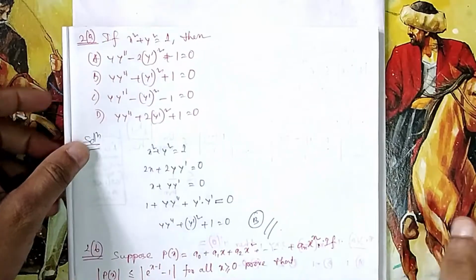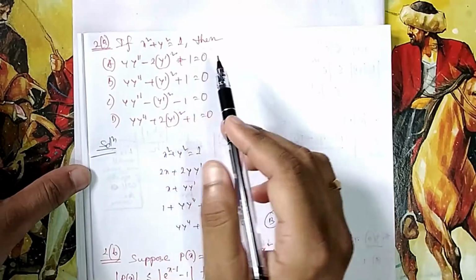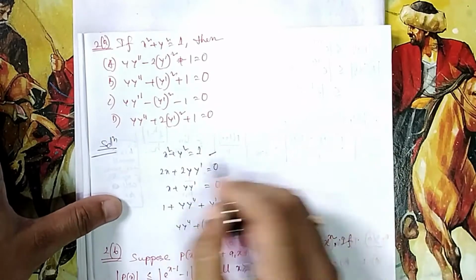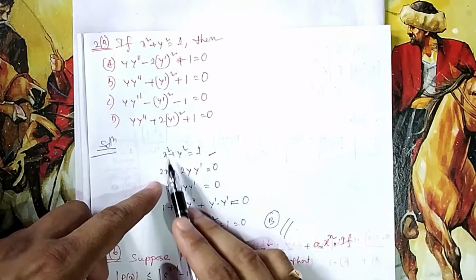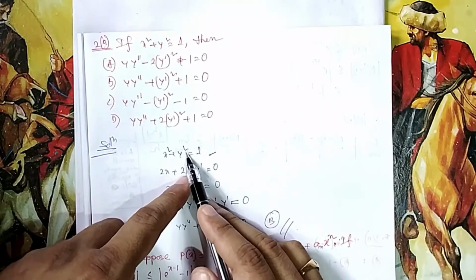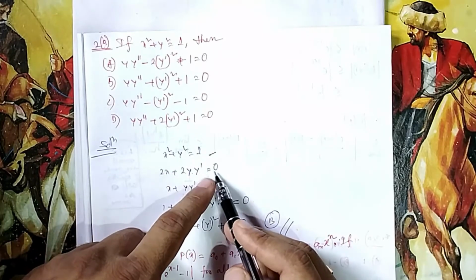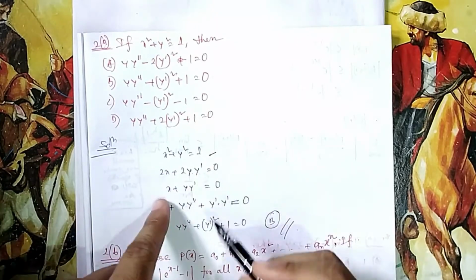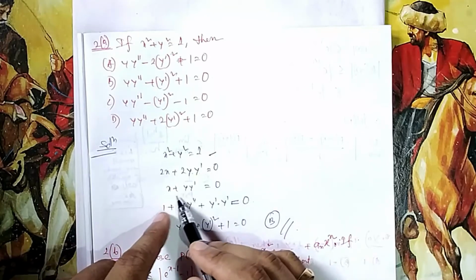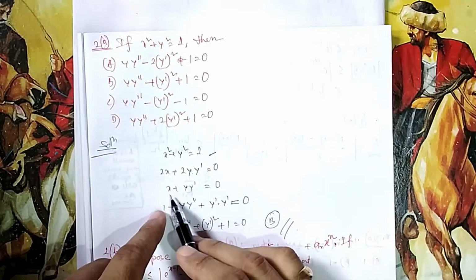Now if you come to question number 2a, if x square plus y square equal to 1, then you have to prove this. If x square plus y square equal to 1, you directly differentiate: 2x plus 2y times y dash, or you can write y1 also, equal to 0. That means x plus y y dash equal to 0. You again differentiate x, which is 1.